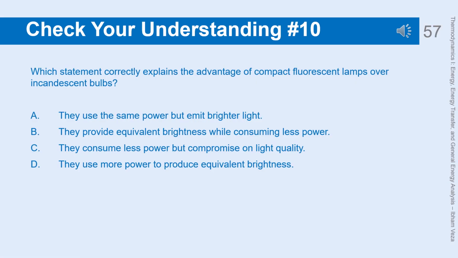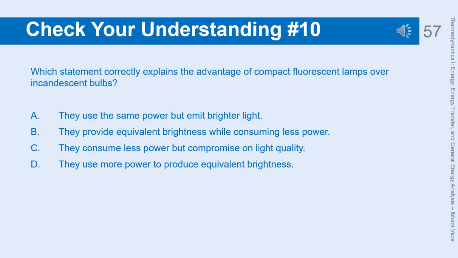Answer B. They provide equivalent brightness while consuming less power. Explanation of why other answers are wrong. A. They use the same power but emit brighter light? Incorrect, because compact fluorescents consume less power while providing equivalent, not brighter, light output compared to incandescent bulbs.